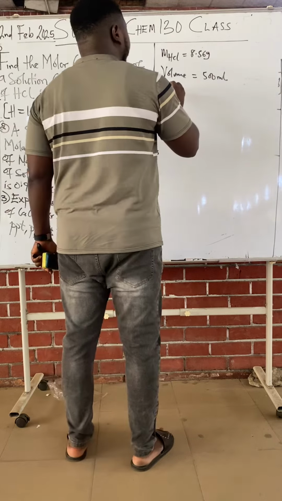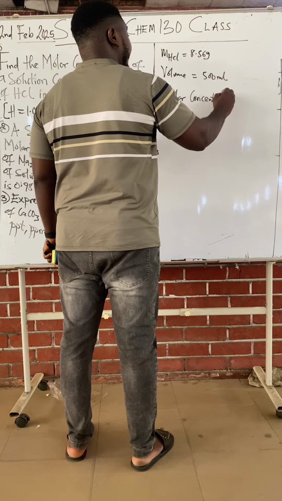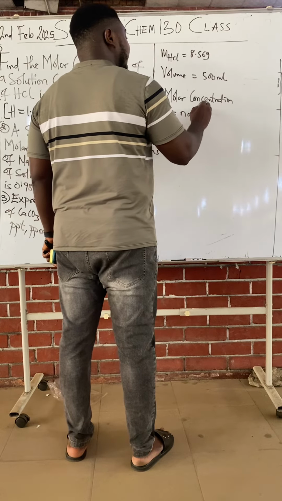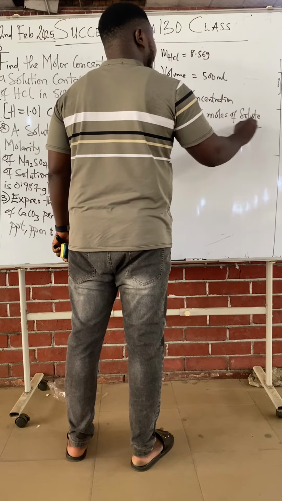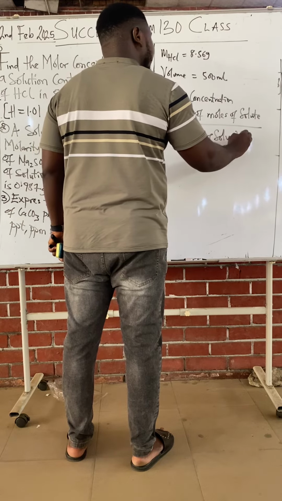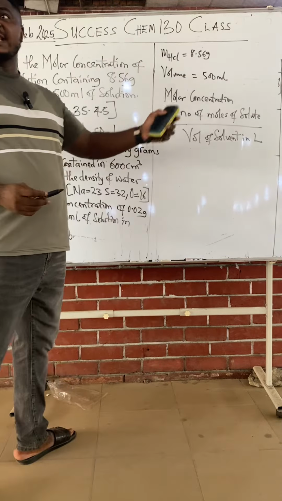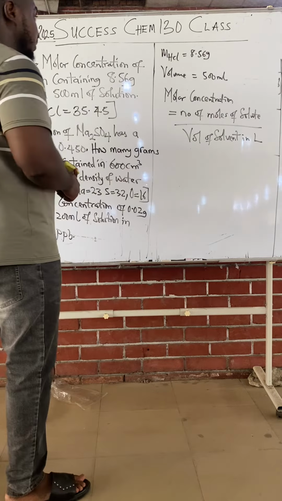The formula for molar concentration is the number of moles of solute over the volume of solvent in liters. Is our volume in liters? No, it's in milliliters. Therefore, we have to change from ml to liter, and to go from ml to liter, we divide by 1,000.